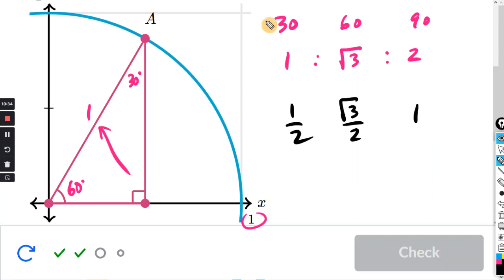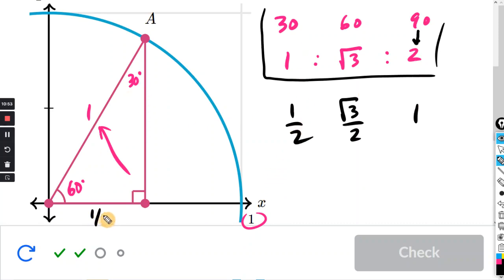All right, because this is the ratio for the 30, 60, 90 triangle. But the one across from 90 is not 2. The one across from 90 is just 1. So 1 is half of 2, and I just took half of the other ones. All right, so the one across from 30 is going to be 1/2, and the one across from 60 is going to be radical 3 over 2. All right, and now it's easy.